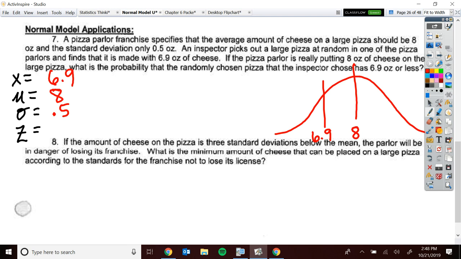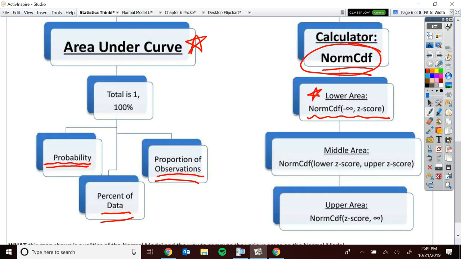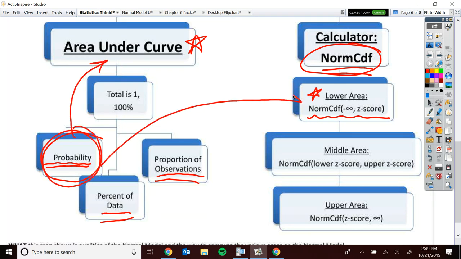All right, so take a look. Here is a key word. What does this indicate to you? Probability. That should jar and signal something to you. I want to find a probability. I want to find the area under the curve. It asked me to go less than. So I'm going to use norm CDF on my calculator and do the area below. So that's what that word probability does for you.